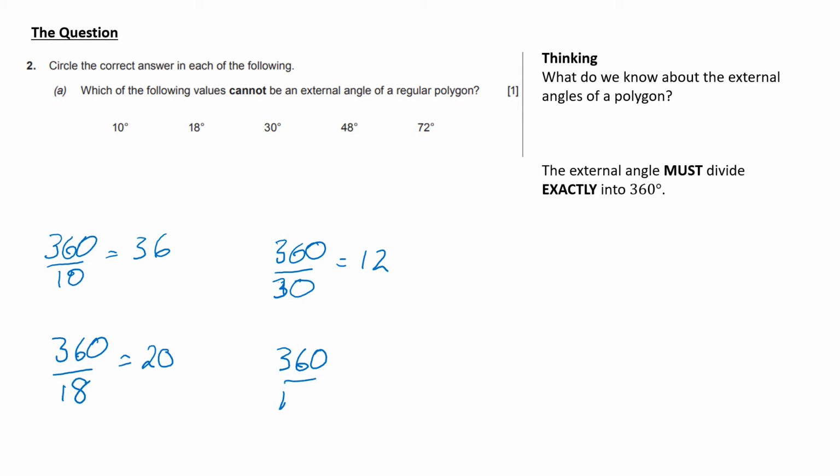360 divided by 48 is 7.5, and just to confirm, 360 divided by 72 is 5. So we would circle 48, and that is the angle that cannot be the external angle of a regular polygon. And remember, you need to know the definition of a regular polygon.